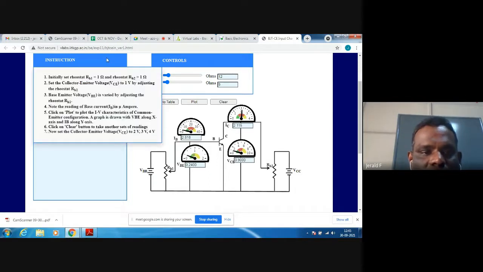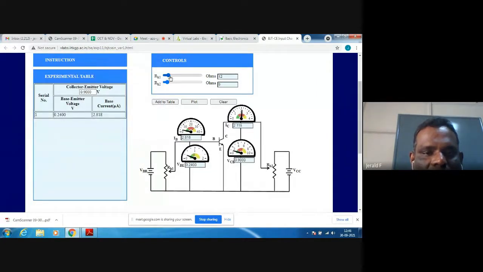Next, note down the plot. Note the reading of the base current IB in amperes and plot the IV characteristics in the graph against VB, at 2 volts and 3 volts. Next, vary the level. The rheostat can be varied.